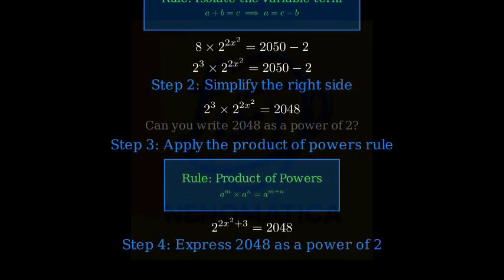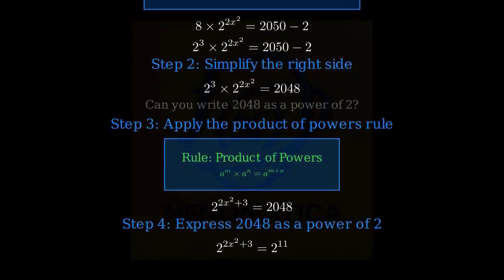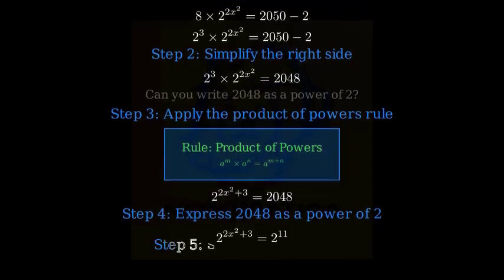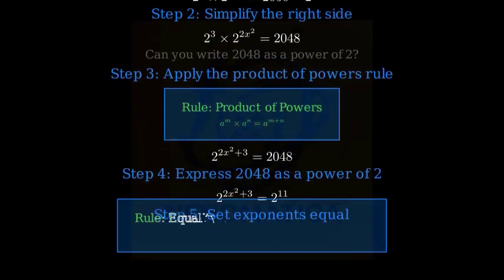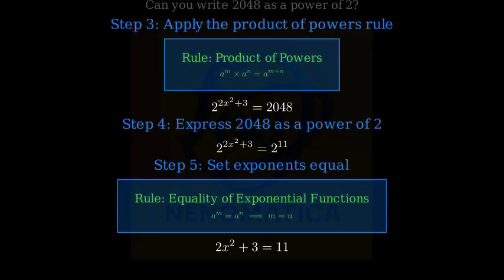2048 can be written as a power of 2. Since 2 to the power of 10 is 1024, and 2 to the power of 11 is 2048, we can rewrite our equation as 2 to the power of 2x squared plus 3 equals 2 to the power of 11. When we have the same base on both sides of an equation, the exponents must be equal. This gives us the equation 2x squared plus 3 equals 11.